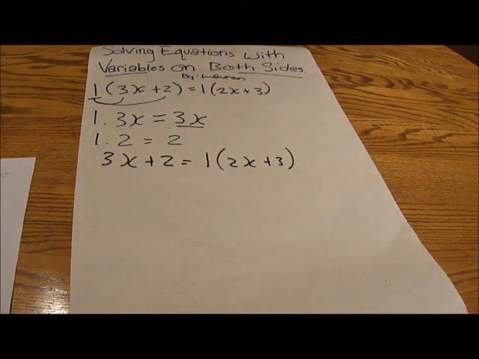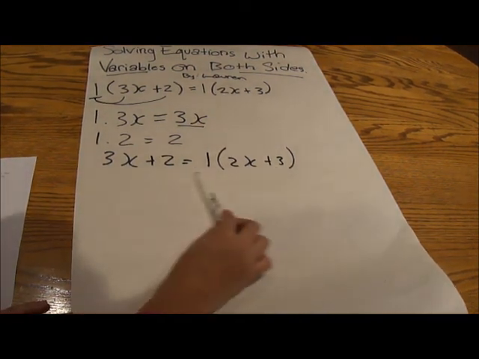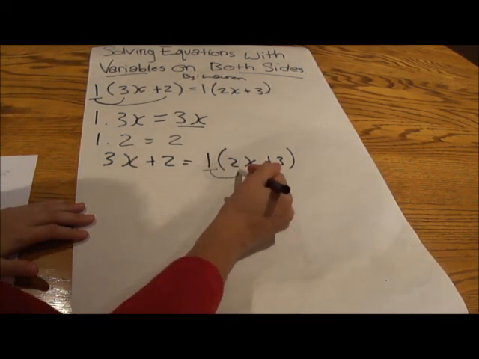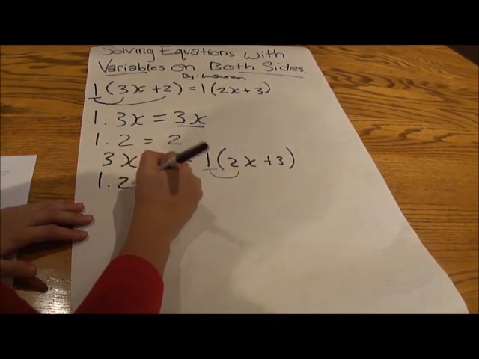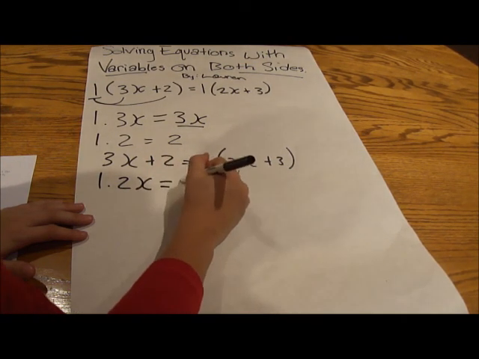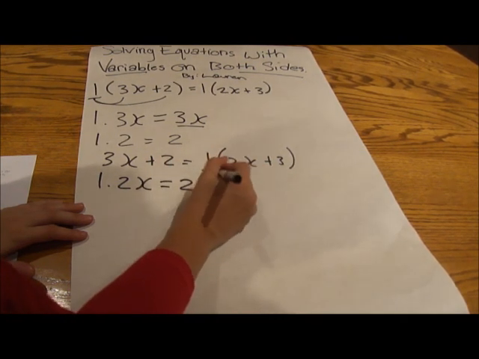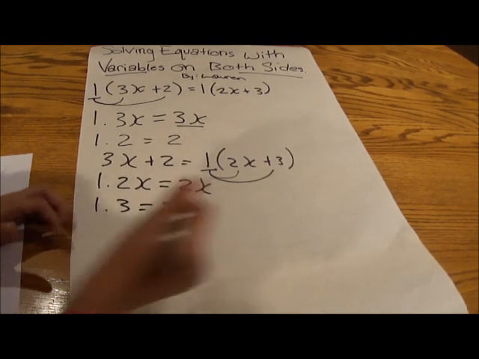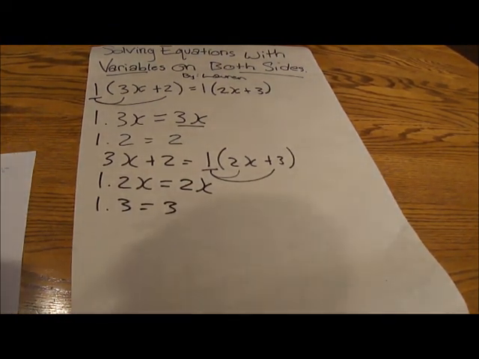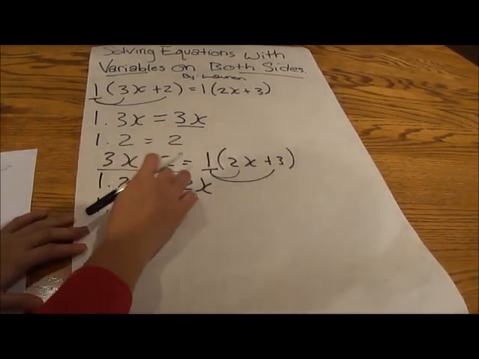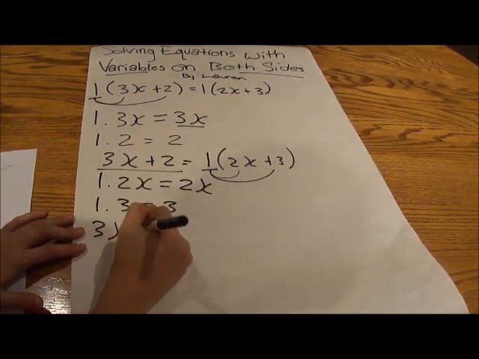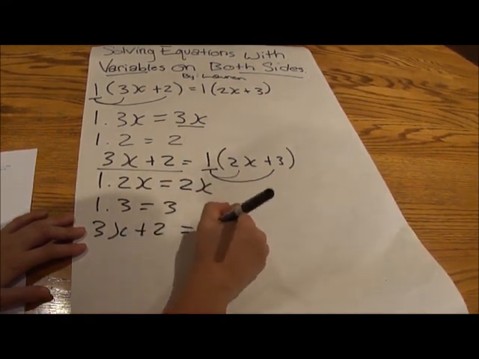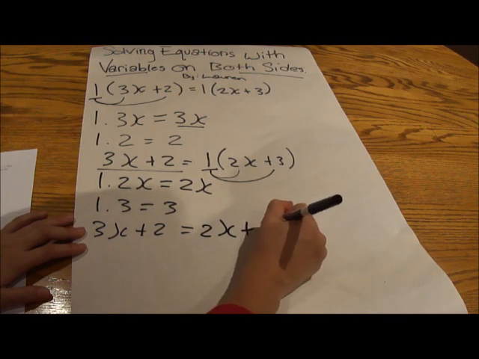Now we have to do the distributive property on the other side of the equation. We'll start with 1 times 2x, which equals 2x. And we'll do 1 times 3, which equals 3. Then we'll put that into the equation. So we'll take our equation here, which is 3x plus 2, which equals now 2x plus 3.